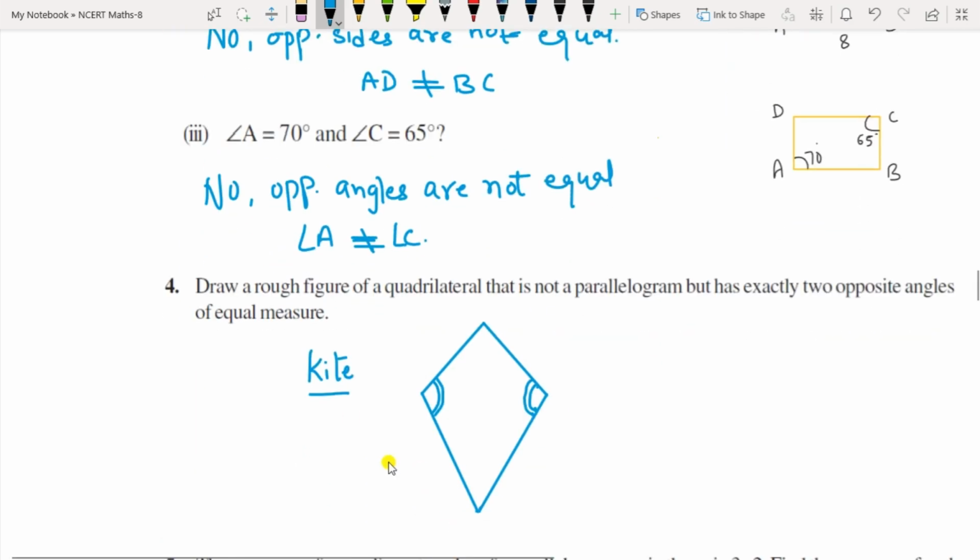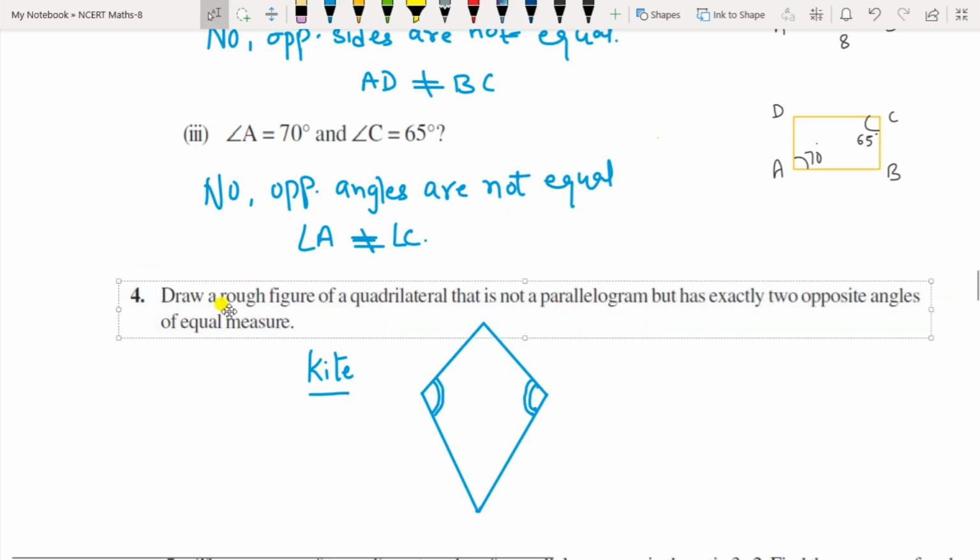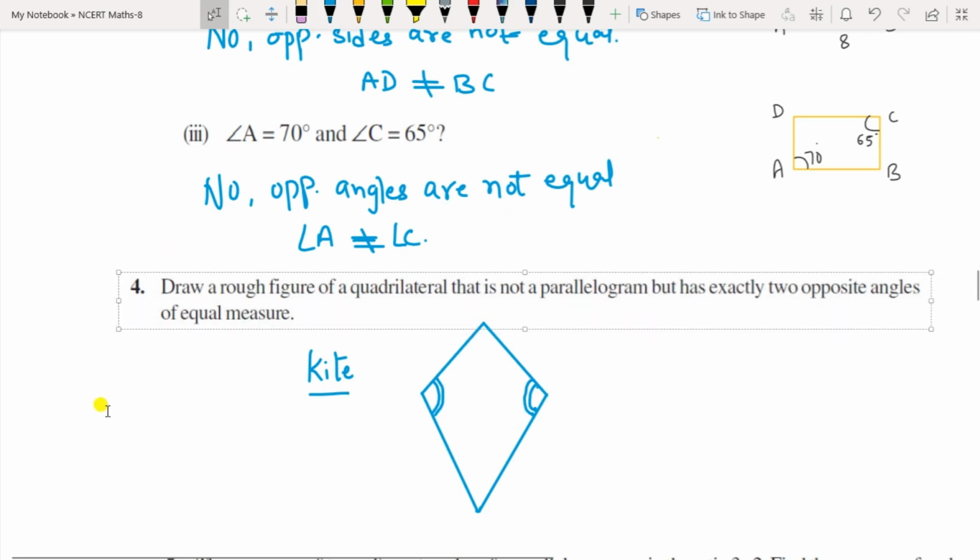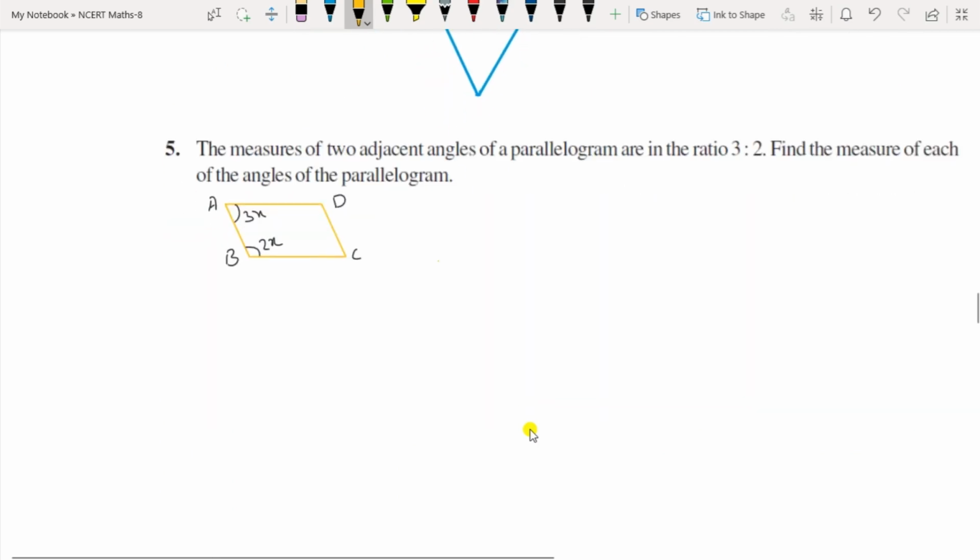Fourth question is here. Draw the rough figure of a quadrilateral that is not a parallelogram but has exactly two opposite angles of equal measures. So not sides but angles. So this is a kite, which has exactly two opposite angles of equal measures. So this is also x and this is also x here. Okay, so that is the rough figure of a kite.